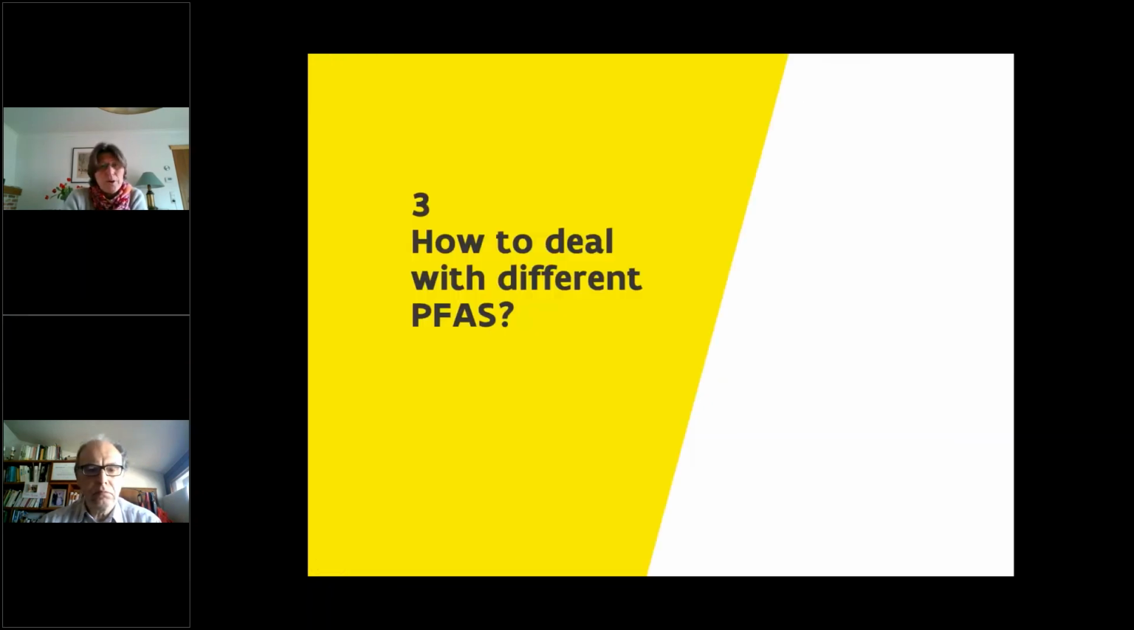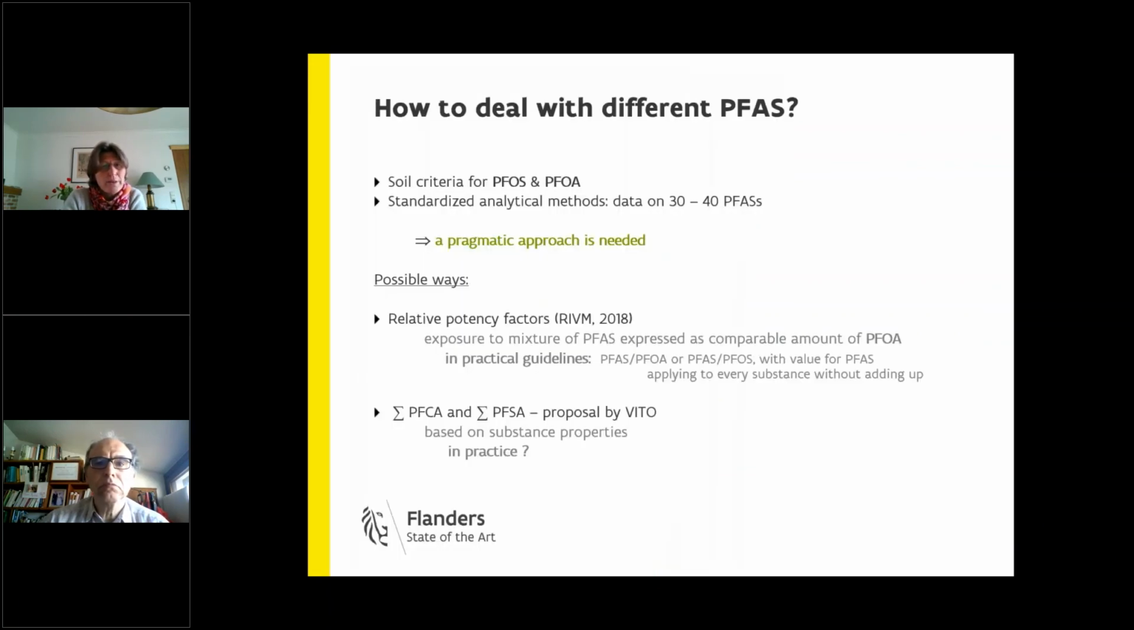And last part, how to deal with the different PFAS. We now have soil criteria for PFOS and PFOA. But most of our standardized analytical methods measure a lot more PFAS compounds, up to 30 to 40 different PFAS. And we have seen in our exploratory study that we really do find them.